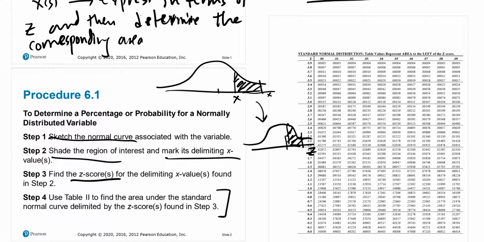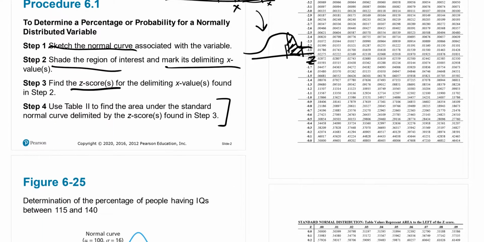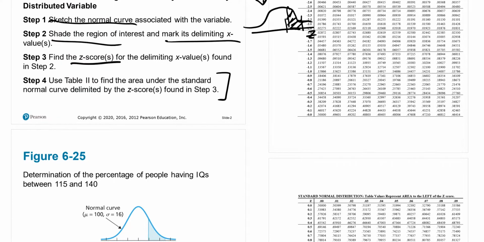So let's see how we go about this. They will give you x values. Here we're going to determine the percentage of people having an IQ between 115 and 140. There's no mention of a normal curve or standardized normal curve, so we need to consider these values as x. So x is 115, and we're going to standardize this value, which means finding its corresponding z value.